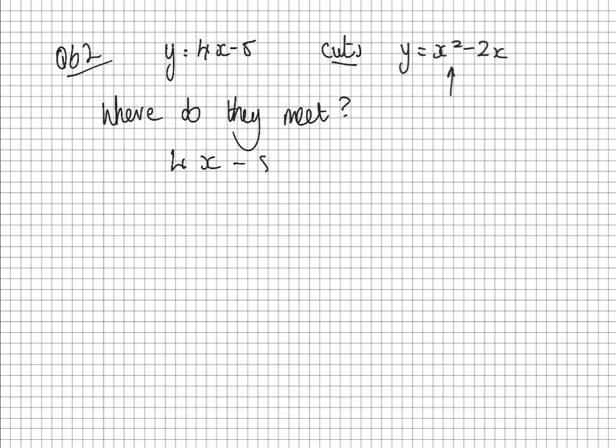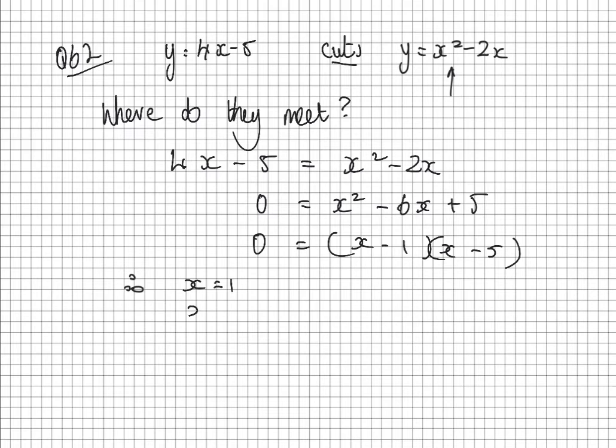So we have 4x take away 5 is equal to x squared minus 2x. You now just need to rearrange and solve it. So 0 equals x squared minus 6x plus 5. Factorising, what multiplies to give you 5 and adds to give you minus 6, you're going to have minus 1 and minus 5. So x equals 1 and x equals 5. So where do those lines intersect one another at x equals 1 and x equals 5? What would the y coordinate be? I am just substituting into 4x minus 5.